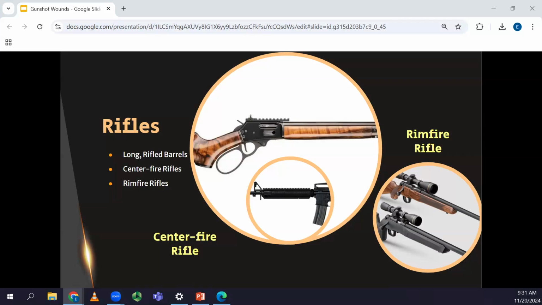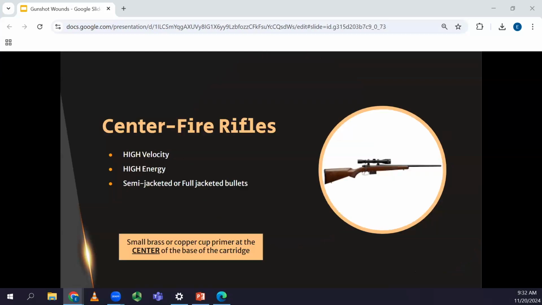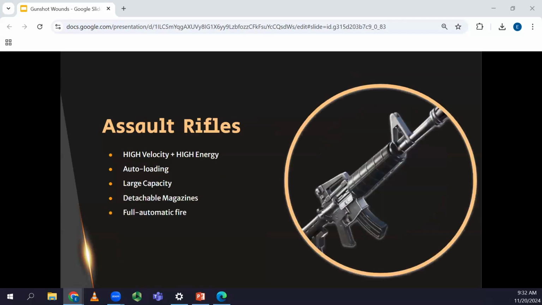And again, it's in the name, basically the center fire versus rimfire has more to do with the primer, whether or not it's shock activated or impact activated. Even though, if you can see in these pictures, they look very similar, they're very different. Center fire rifles have high velocity and high energy. The bullets used in these rifles tend to be semi-jacketed or full jacketed, and I'll talk a little bit about what that means later. And then you have assault rifles, which is a center fire rifle, which is what we tend to think of in the military when there's a use of machine guns.